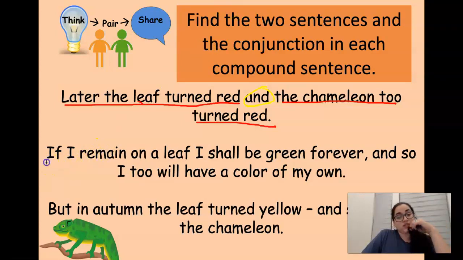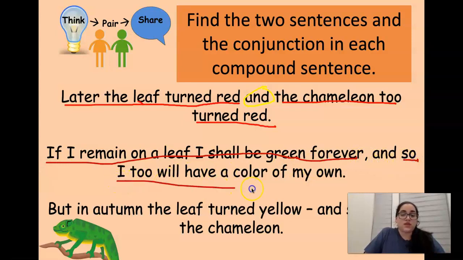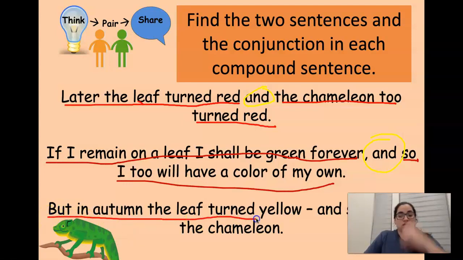Yes, this one is the sentence right here, and I'm sorry if it's all crooked, but I can't draw correctly. And then here's another one. And which one's the conjunction? Yes, boys and girls, and. Now look at the last one. I know I get excited with deep dives. But in autumn, the leaf turned yellow, and so did the chameleon. Yes, but in autumn, the leaf turned yellow. And then the next one, so too did the chameleon.